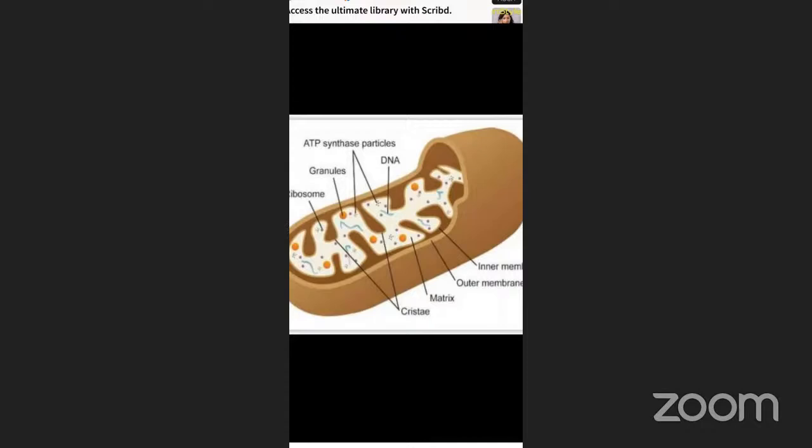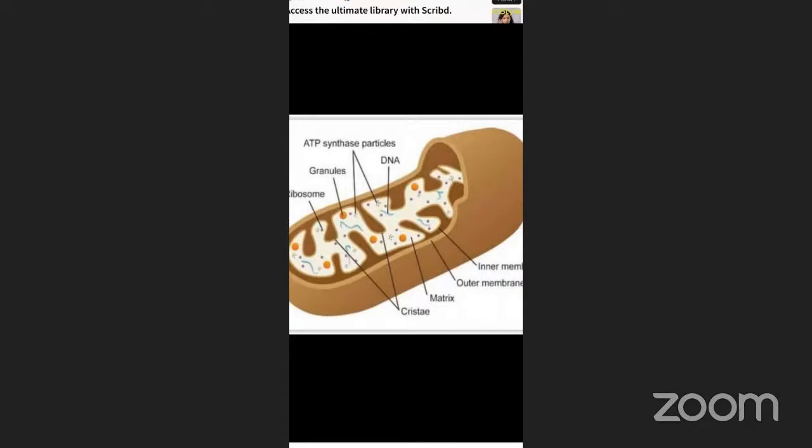So the matrix contains the proteins, lipids, and oxidative enzymes also. The mitochondria are the site of cellular respiration, involved in the oxidation of food and synthesis of ATP. Therefore, the mitochondria is also called the powerhouse of the cell.